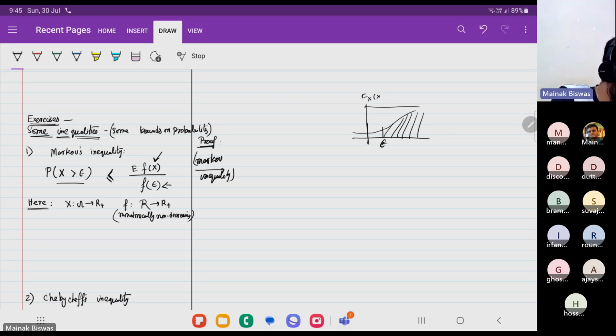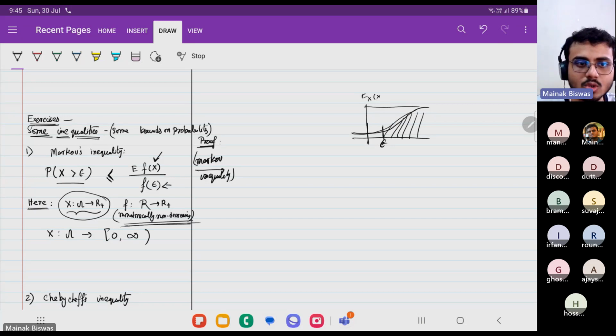So there is a bound. Your probability that x is greater than epsilon is bounded by an expectation of any monotonically non-decreasing function, such that x maps between your sample space, so we have considered R plus over here. So x is mapping from omega to 0 comma infinity. You can convert your x to 0 to infinity, like mod. If it is not between 0 and infinity, you can put mod of x, that will be between 0 and infinity. So it is without loss of generality that this will hold. Yes or no?